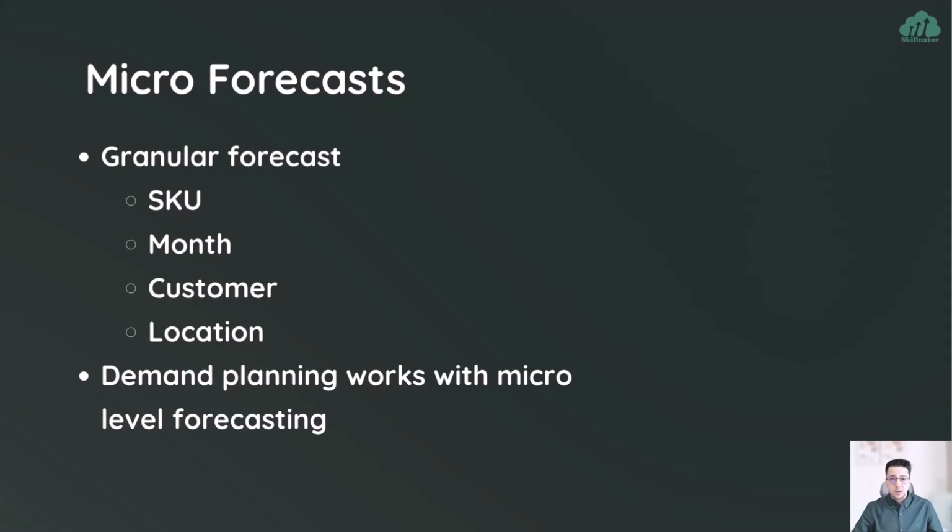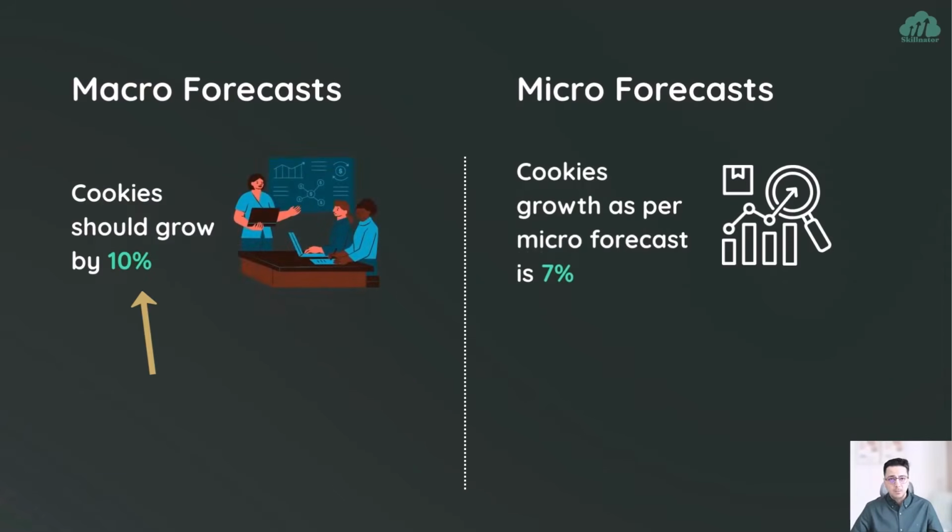Now, the next question that comes to mind is, will having 2 different sets of forecasts create confusion or clashes in the organization? Well, if organizations have the right discipline and forecasting processes, that will not be the case. In well-run organizations, macro and micro forecasts complement and validate each other. Let's assume the following scenario. A marketing team forecasts that the cookie sales should grow by 10% because the population of the country is expected to grow by 10% next year. This is the macro forecast. The micro forecast set up by demand planning shows only 7% growth in cookies.